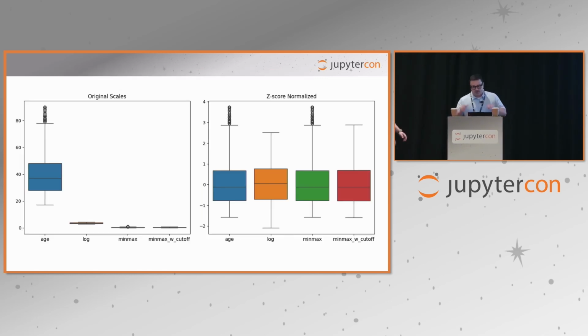So now that we've got all 4 versions of age, the raw one, the log scale, the min-max, and the cutoff version, we're now going to compare them side by side. On the plot on the left-hand side are the original scales. And as you can see, our original age has quite the range there, while all of our other transformed versions are compressed a lot closer to 0.